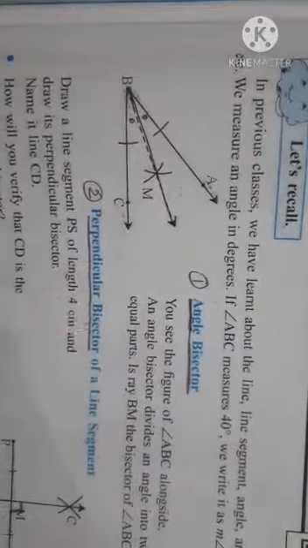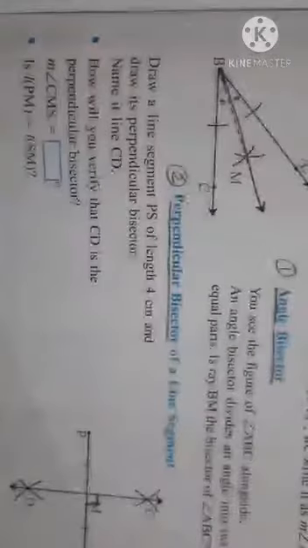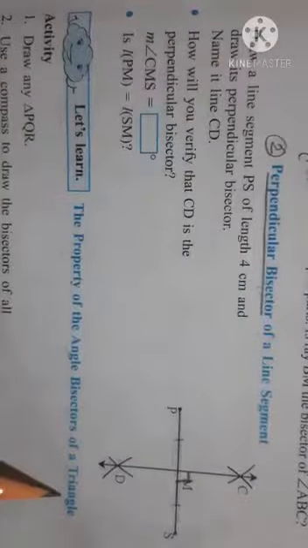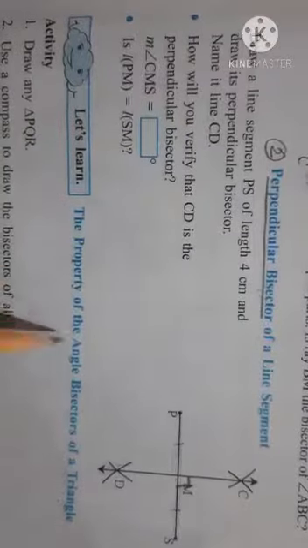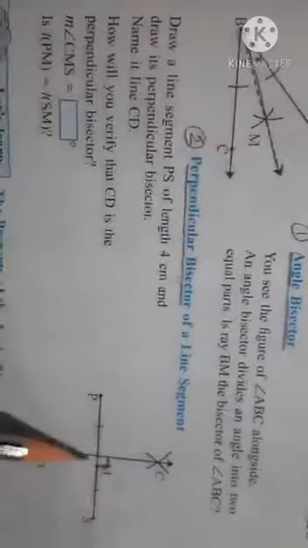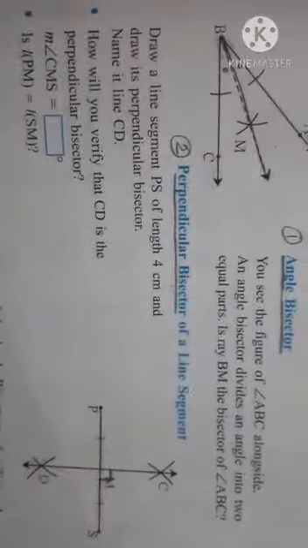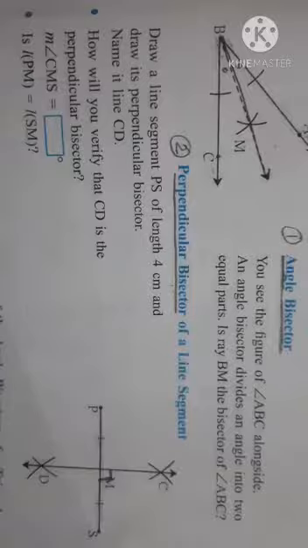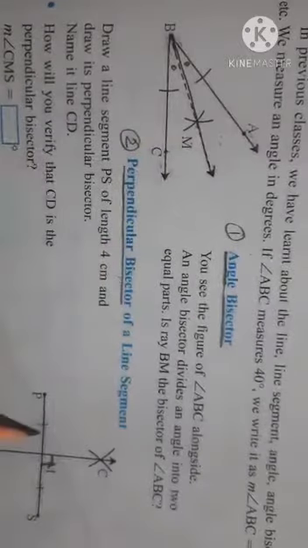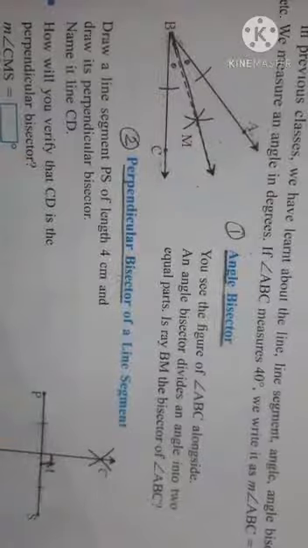Now in this lesson, this year they have given 2 new things, that is property of angle bisector of a triangle and property of perpendicular bisector of sides of a triangle. So these properties of angle bisector and perpendicular bisector we will be learning in the next session. Based on these 2 topics, we will solve questions from practice set 1.